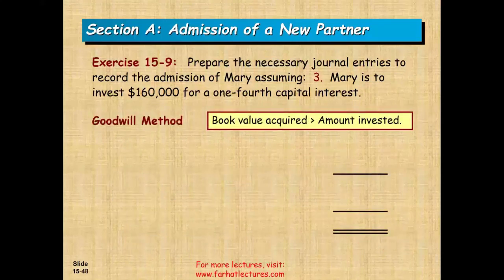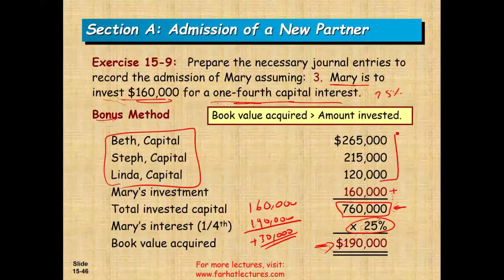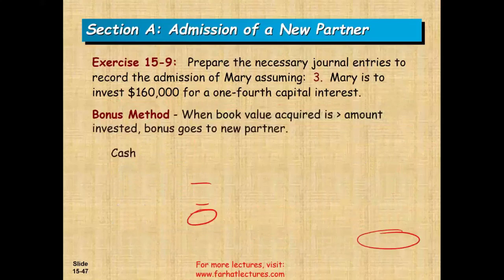Let's compute this using the Goodwill method. If Mary is to invest 160 for 1/4 capital, well, right now, the current capital for the company is 600,000. How did I know it's 600,000? Well, right now, if you add up those three, they're up to 600,000. So this is how I know it's 600,000.